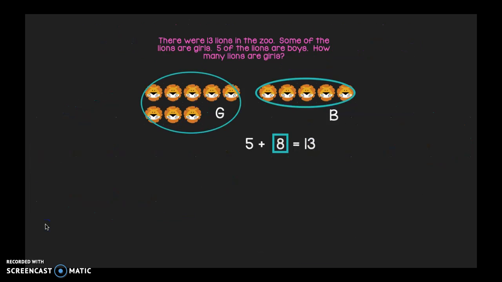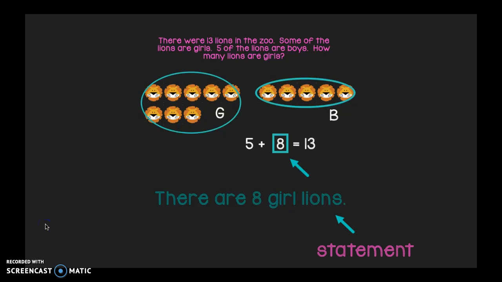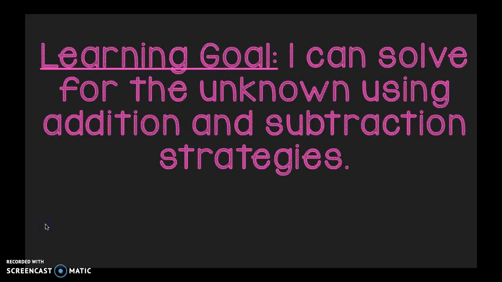Question for you. Did you write a statement? Oh, if you didn't, do it now. Press pause while you write that good statement. Okay, my statement said, there are 8 girl lions. Did I tell about the answer using a sentence? I sure did. That's my statement. Did you do a nice statement where you told about the girl lions? Oh, well done, friend. All right, erase your board.